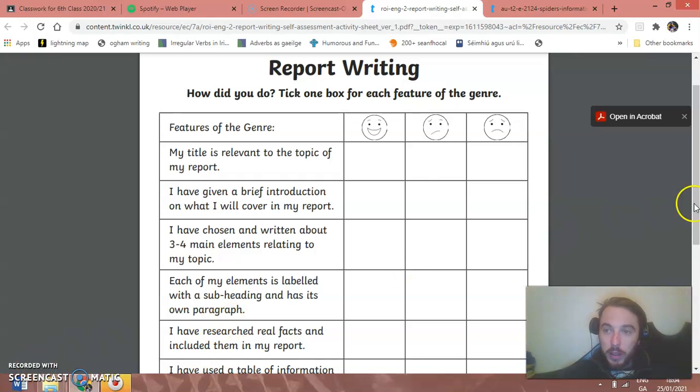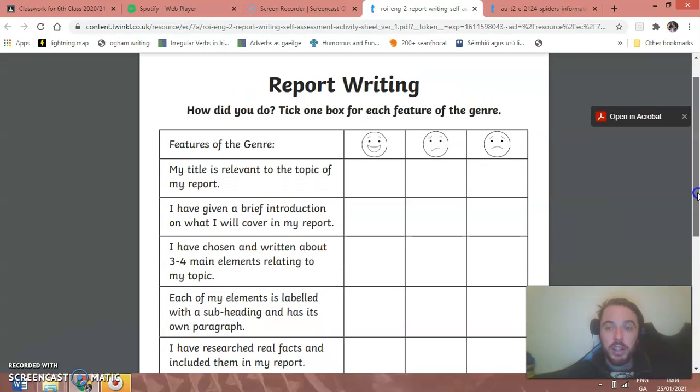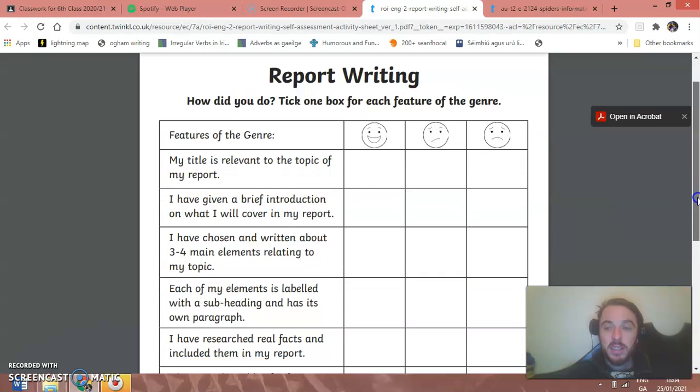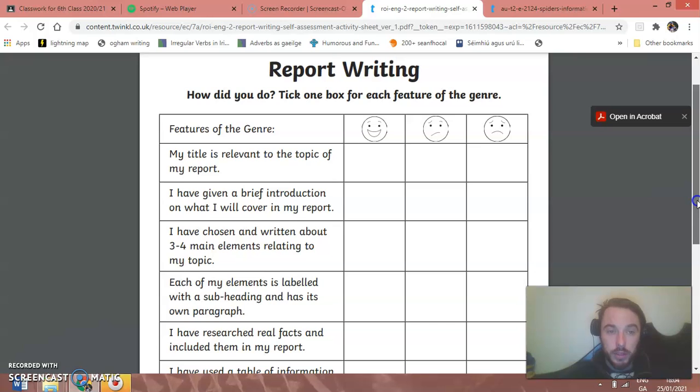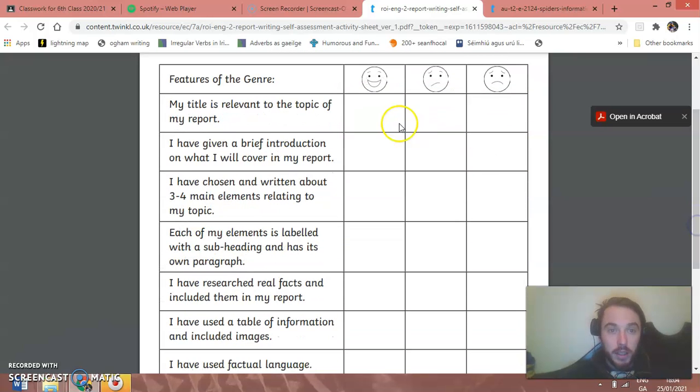What we're going to be doing today is looking at a report and seeing how good that report is. We're going to use this little check sheet to see if the person who's writing this report is doing well. So here's a few points. My title is relevant to the topic of my report. So if you're writing something on cars, you don't write down bikes, basically something like that.